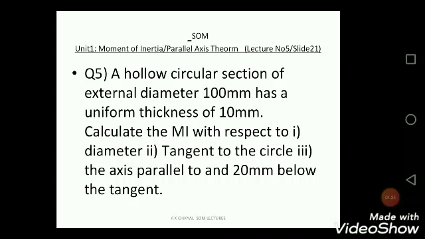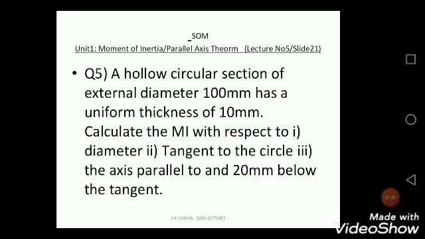Remember, this internal circle is a cutout. It's all cut out. It's a hollow structure. So you get a concentric circle, a ring type shape, with external diameter 100 mm and internal diameter 80 mm. Now what you have to do?